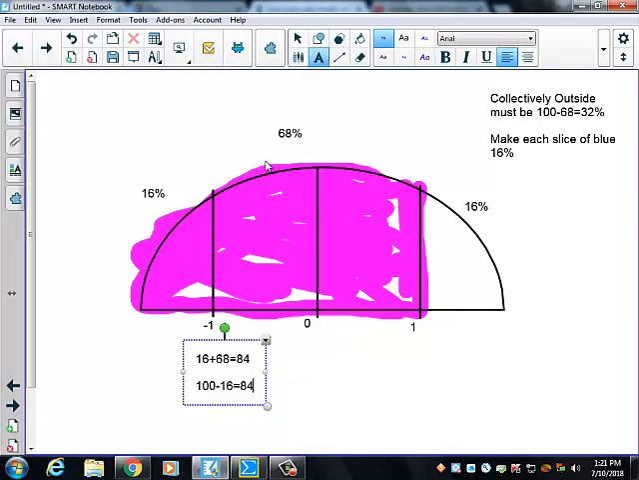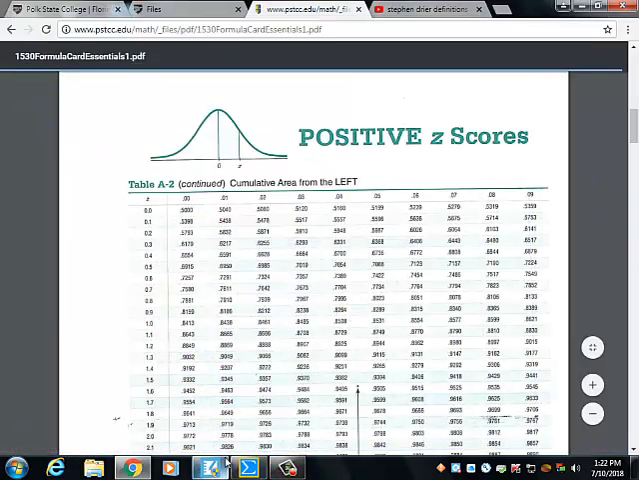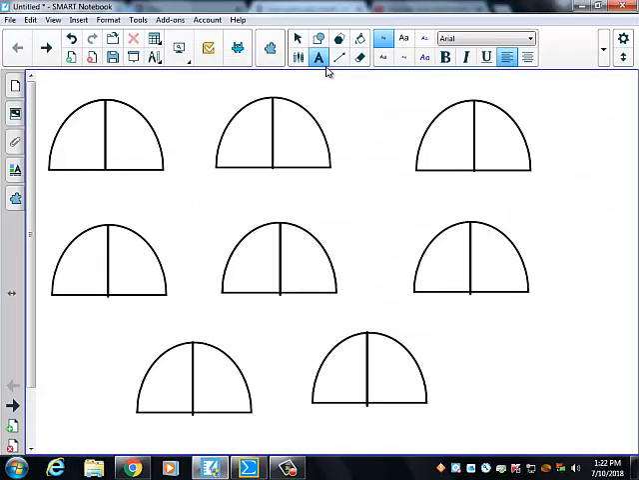Okay, so this total area, so the actual answer is 0.8413. Okay, so what we have to learn to do is, how do I learn to take and use this chart to find various values? So going back to the other page, what I'm going to do is create for you a few different graphs and show you how to do it.